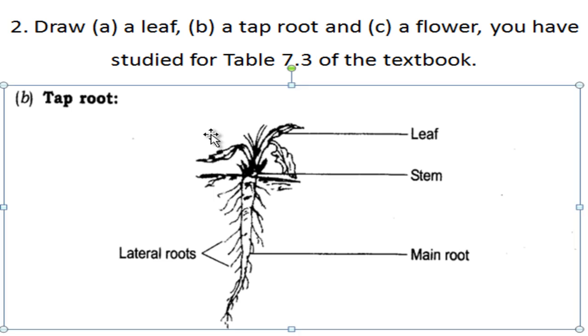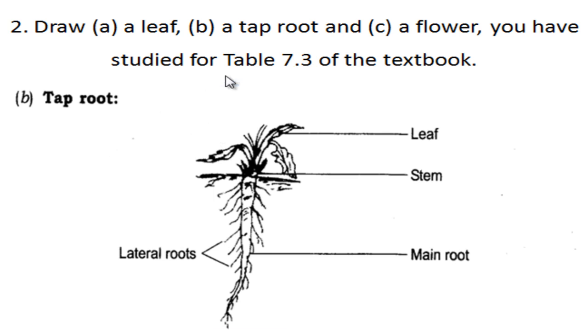The second diagram is of the taproot. You have to draw a root that is called the main root. Then the branches that are coming out of this main root are called the lateral roots. This is the stem and this is the leaf. So you have to draw this in the taproot. The main things are the main taproot, and the roots that are coming out of the main root, which are called the lateral roots.